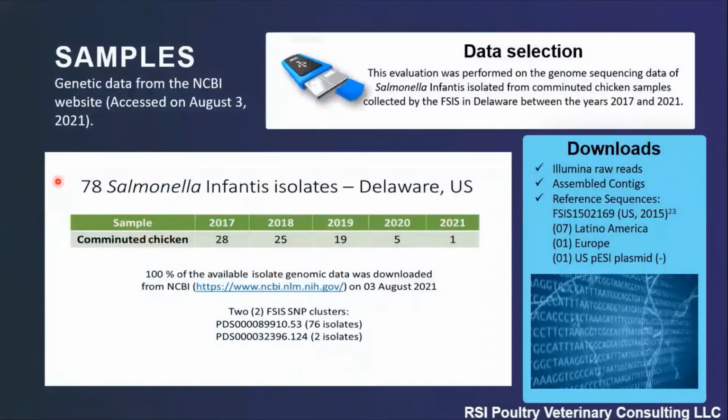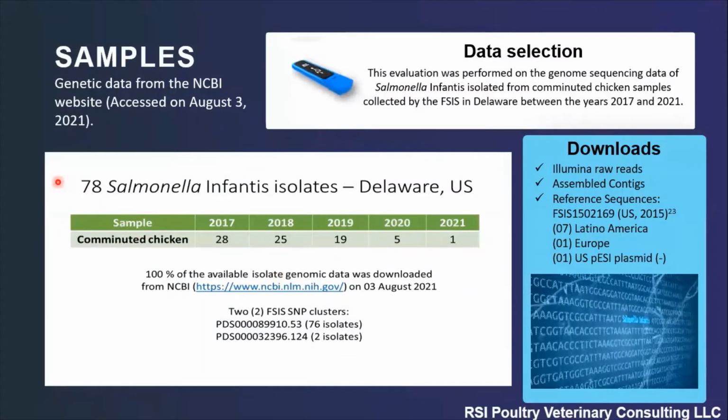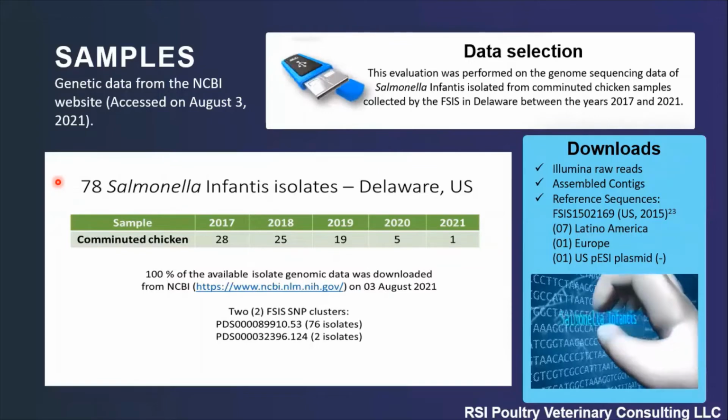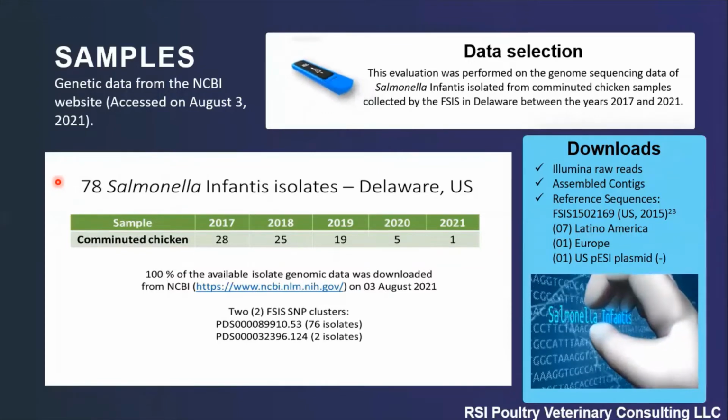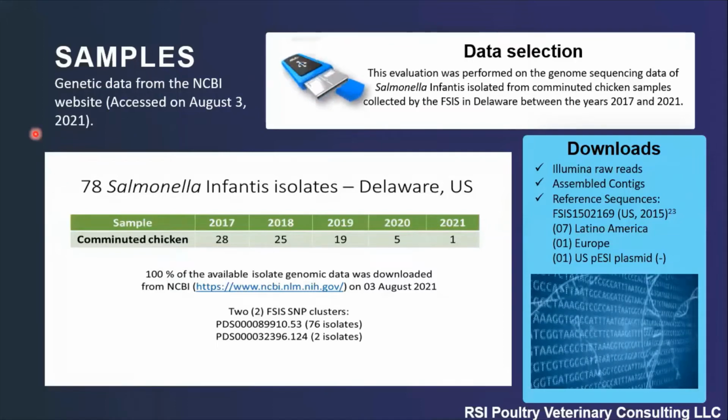The genetic data of 78 Salmonella Infantis isolates were evaluated. The isolates were recovered from comminuted chicken samples collected by the FSIS in Delaware between the years 2017 and 2021. The genetic data were downloaded from the NCBI website on August 3, 2021.